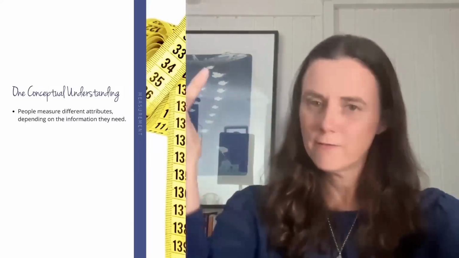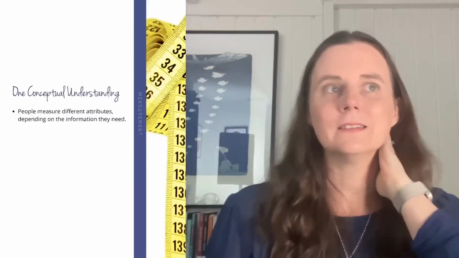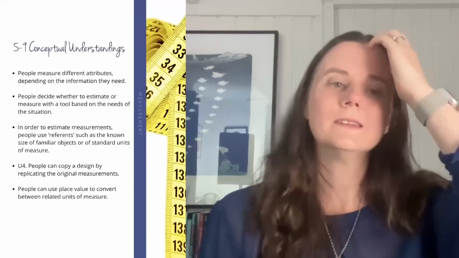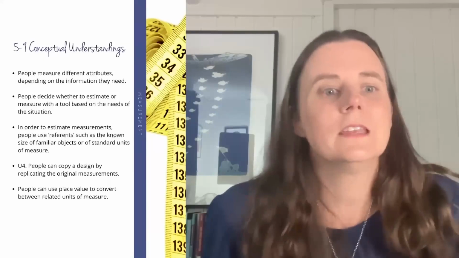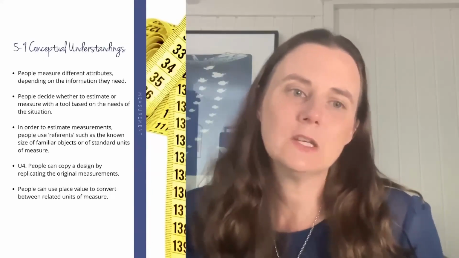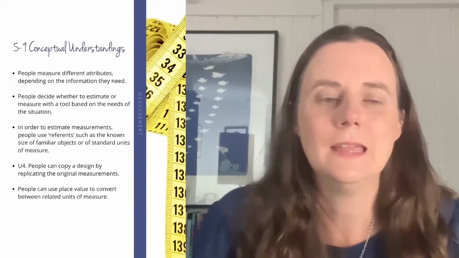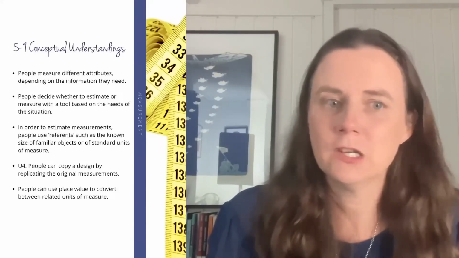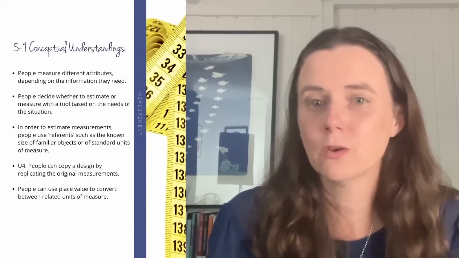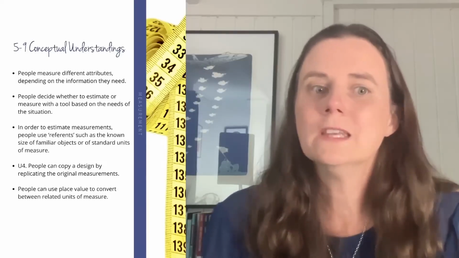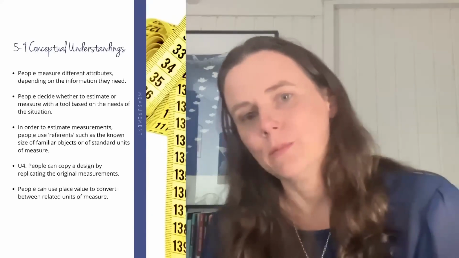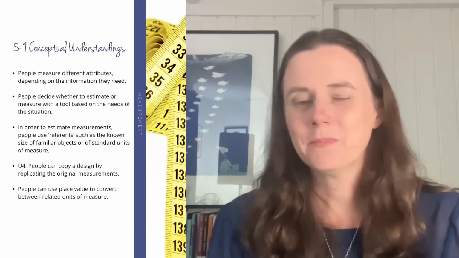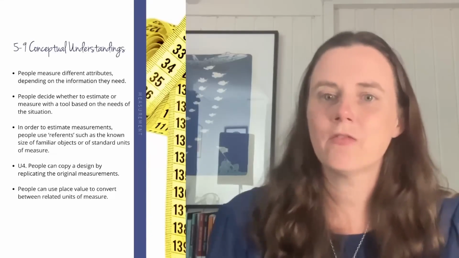We'll choose our topic. From that topic, we'll build out the understandings. So that example from maths, we move from that one understanding about measurement to 5 understandings. People decide whether to estimate or measure with a tool based on the needs of the situation. You can see how that's actually a different idea. That's not people measure different attributes. We're now talking about a new concept, estimation. And when do we estimate? And when do we actually pull out a tool? When do we need to weigh it or get out a tape measure? And when can we say, it's about 3 meters?